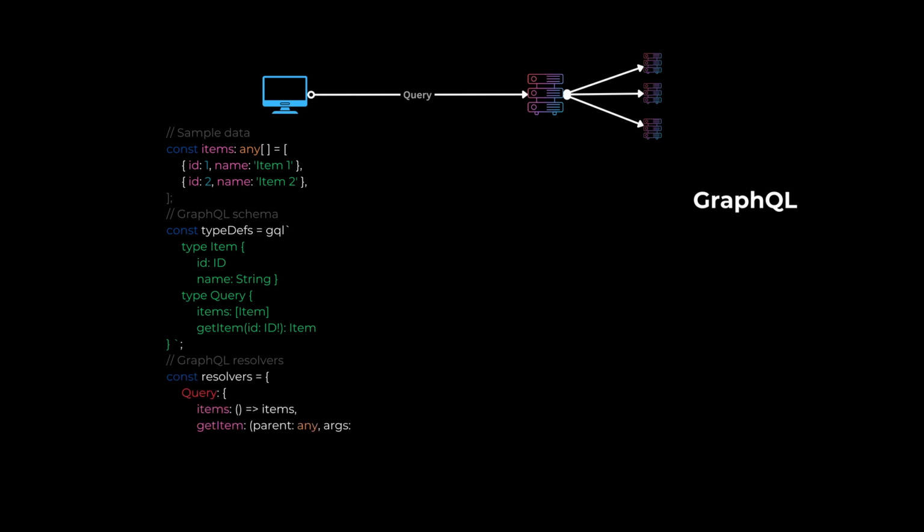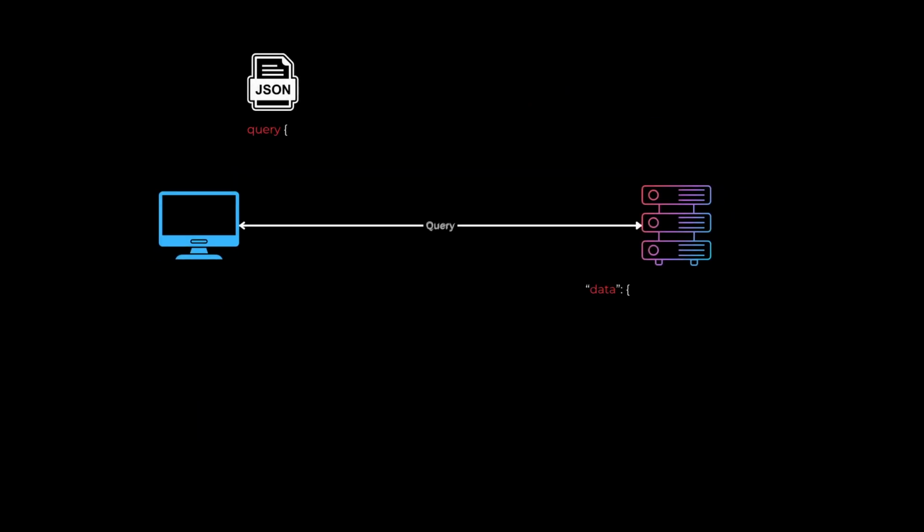Unlike traditional APIs, where servers dictate response structure, GraphQL empowers clients to request specific data, eliminating overfetching and underfetching. With a single endpoint, GraphQL clients specify desired fields, reducing network traffic and improving performance. This flexibility is particularly beneficial for applications with complex data requirements.